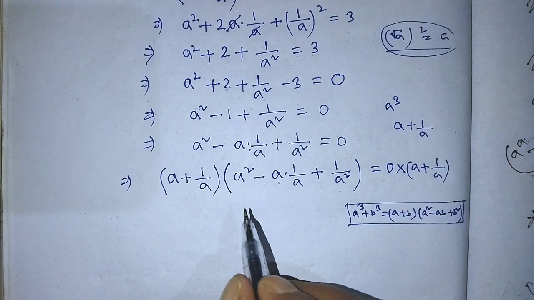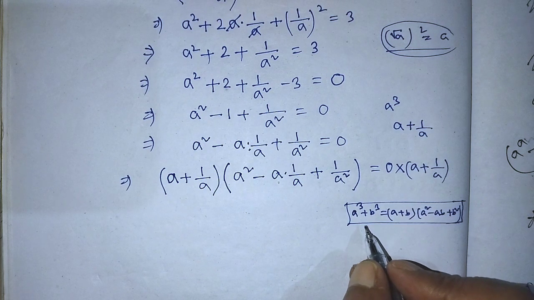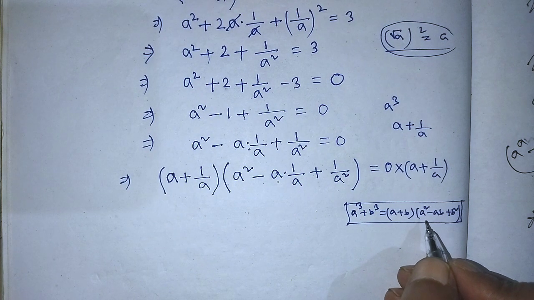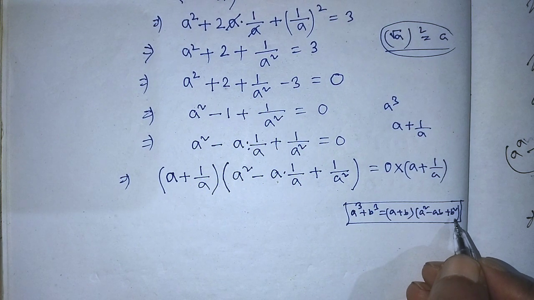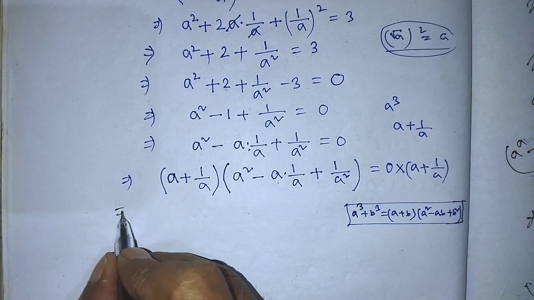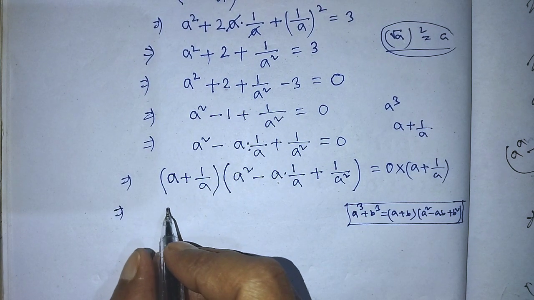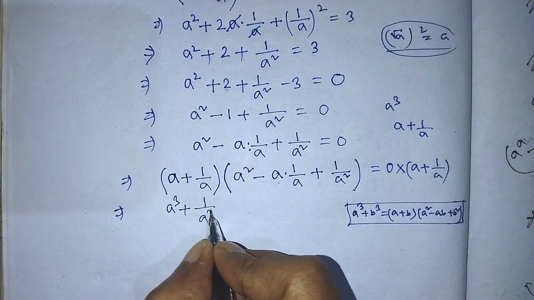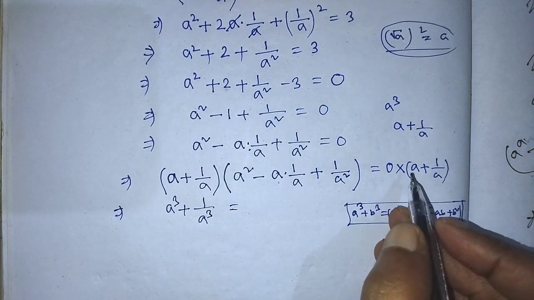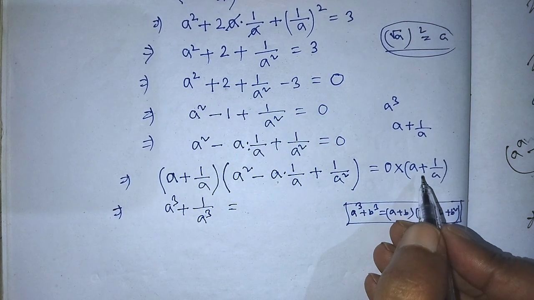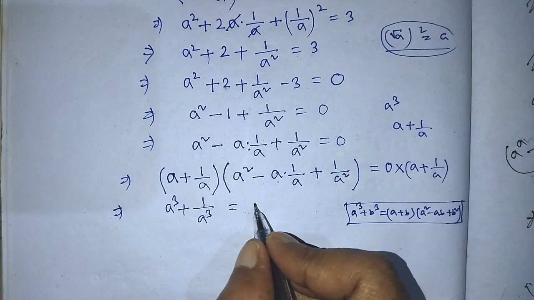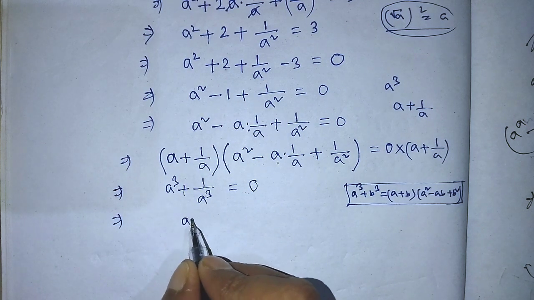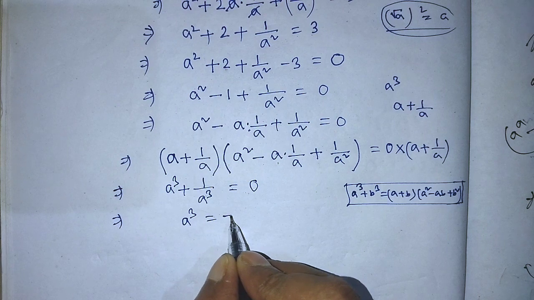To simplify the left hand side of this equation we have to apply the formula a cube plus b cube is equal to a plus b into a square minus ab plus b square. So on the left hand side we can write a cube plus 1 over a cube is equal to, on the right hand side, if you multiply 0 with a plus 1 over a, then you get 0. Okay student, we can write from this equation a to the power 3 is equal to minus 1 over a to the power 3.